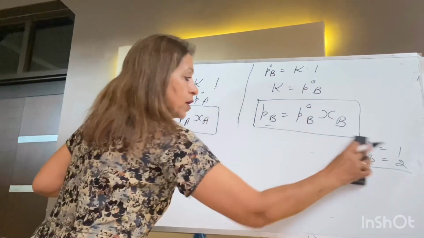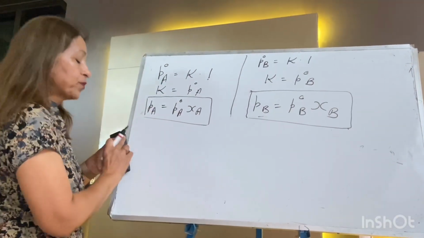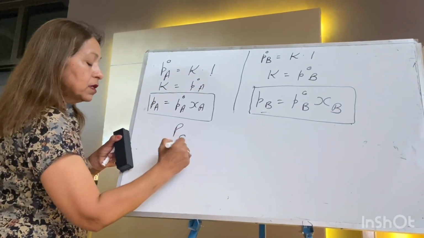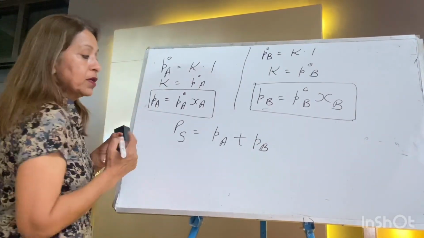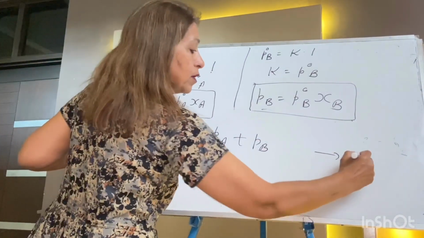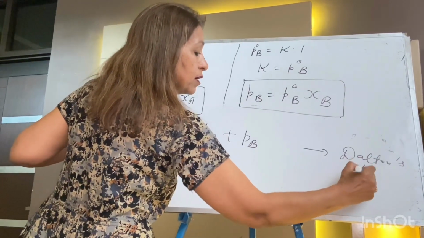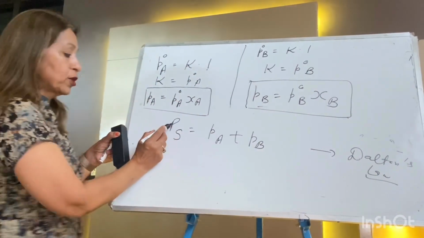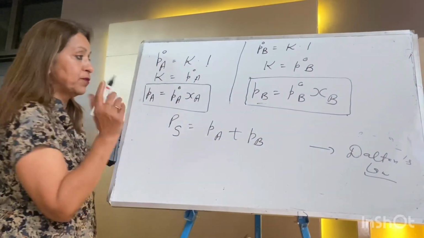Now, no demarcation; I am going to mix these two. PS is equal to PA plus PB. This statement was given by Dalton's law last year. According to Dalton's law, the total pressure of the solution is the sum of the partial pressures.